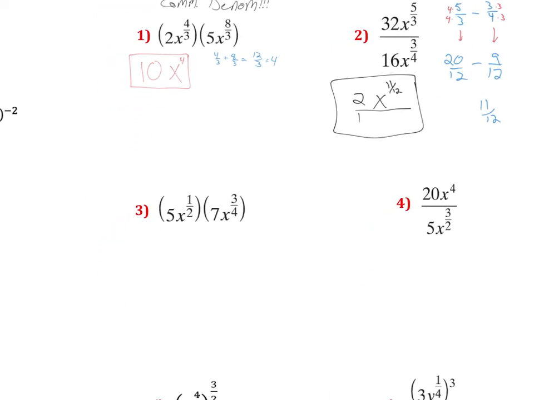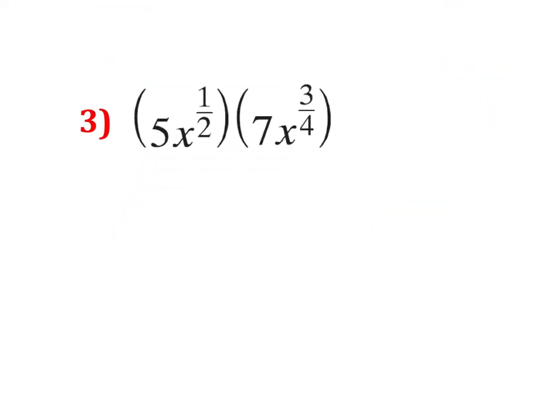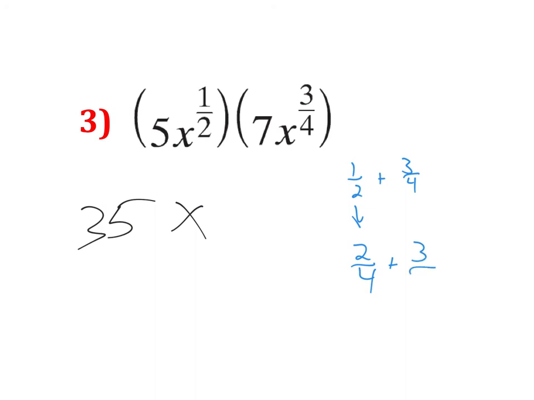Number 3. We'll multiply the plain old numbers. 5 times 7 is 35. Then we have x raised to the power of, well, I need 1/2 plus, I'm adding here 3/4. Well, I can change 1/2 to 2/4 if I kind of unreduce it. So now I'm getting common denominators here, right? 2 plus 3 is going to be 5, so x to the power of 5/4.